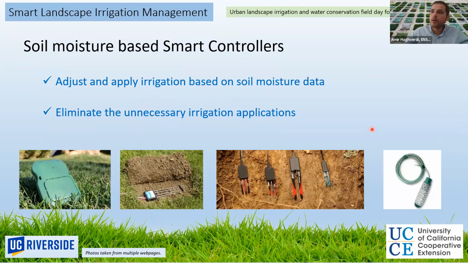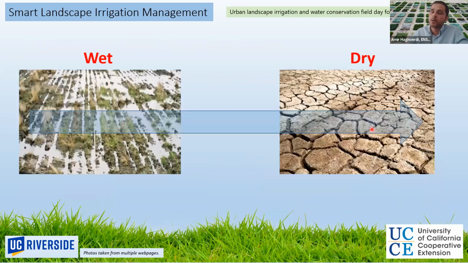These, as you can tell by their name, use soil moisture sensors to adjust the irrigation schedule. Unlike the weather-based controllers, they don't calculate the evapotranspiration. Mainly, they eliminate unnecessary irrigation applications. So you still need to program these controllers like traditional timers, but what they do is just cut the water off. And I have examples that I'll show you about those.